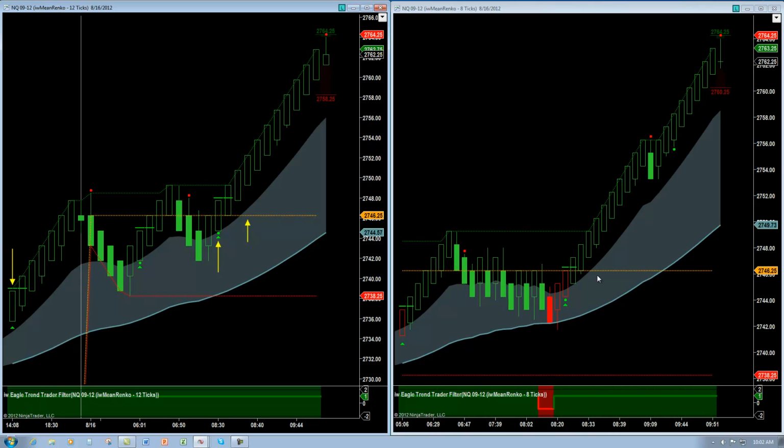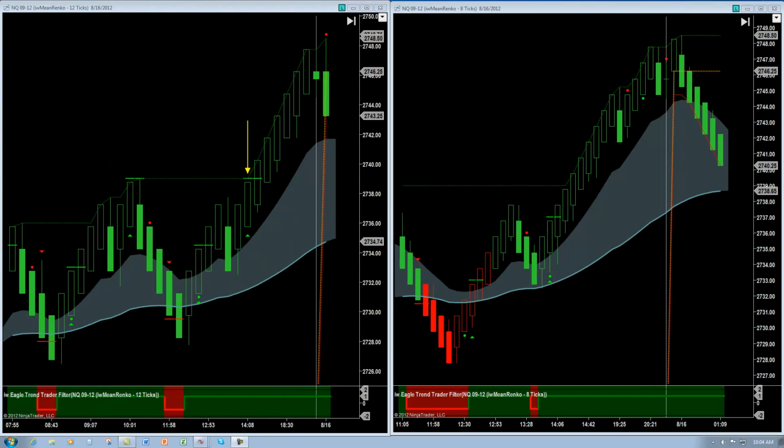Now, in this case here, to confirm that we may have a valid trade on the 8 range and we'd be getting a better fill, you could look over here to your Eagle Trend Trader with the 12-tick mean Renko bar, and you can see in this case that price was definitely starting to push its way up through the Globex open. So here's a case where I actually get a 5 or 6 tick better fill than I would have over here on my 12 range.